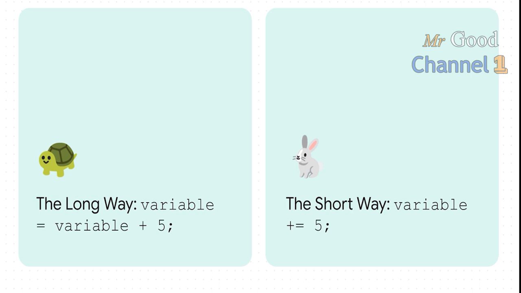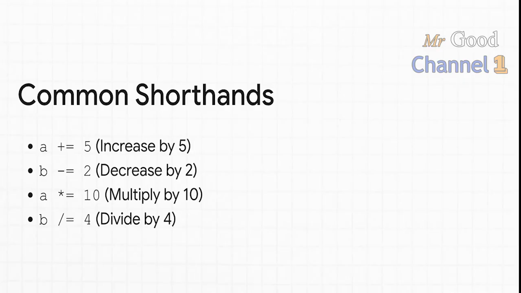The pro way to do it is with a compound assignment operator, like +=. It does the exact same thing, just with way less typing. And this same pattern works across the board for all the main operations. You've got += to add, -= to subtract, *= to multiply, and /= to divide. Using these shortcuts is a really easy way to make your code more concise and readable.